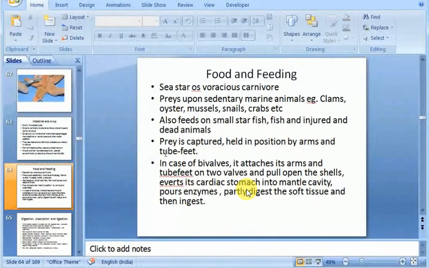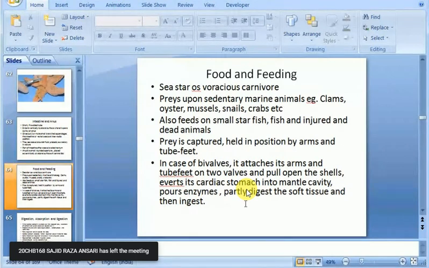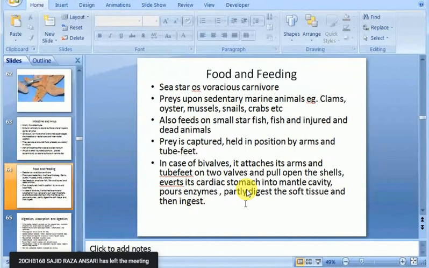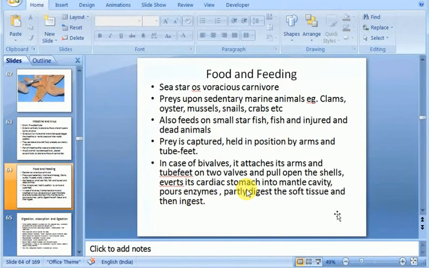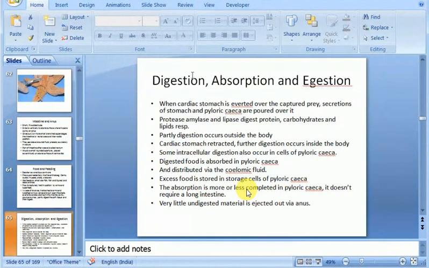The prey is captured and held in position in front of the mouth by the arms and tube feet, as we have seen in a previous picture. In the case of bivalves, which are mollusks, it attaches its arms and tube feet on the two valves and applies a pulling force, pulls open the shell, and diverts its cardiac stomach into the mantle cavity, imports enzymes, and digests the prey outside the body. It partly digests the soft tissue and then ingests it. Further digestion occurs in the alimentary canal, inside the body of the sea star.